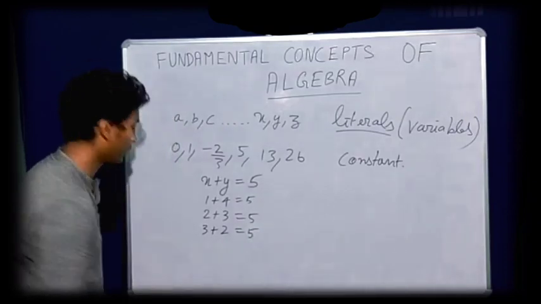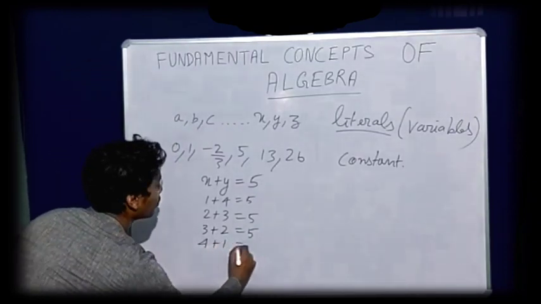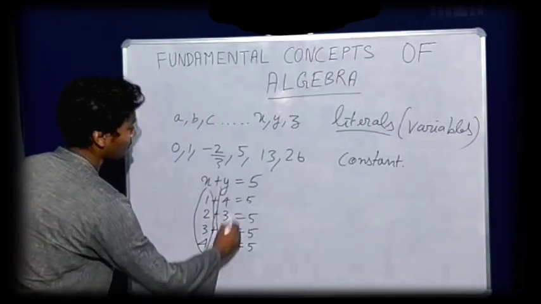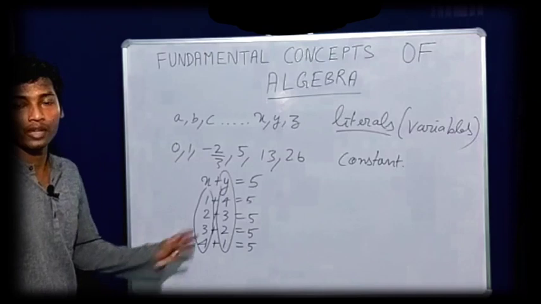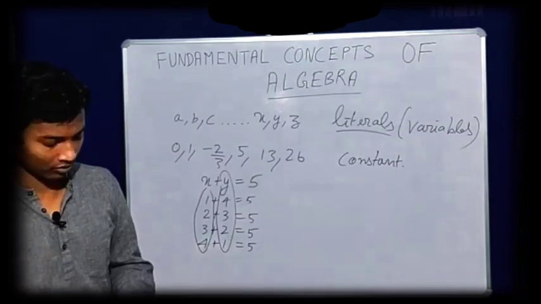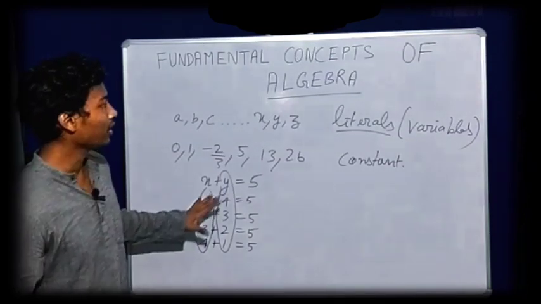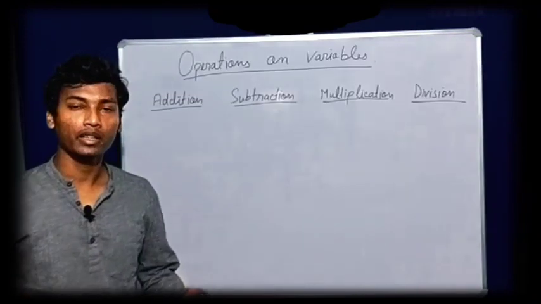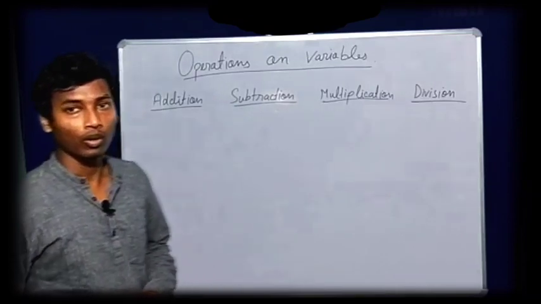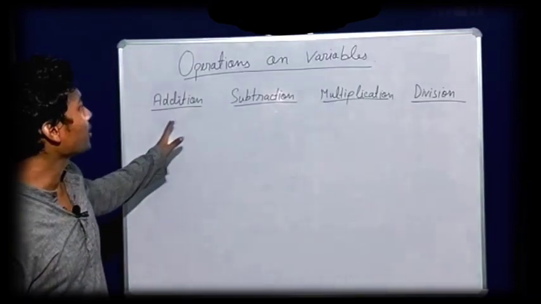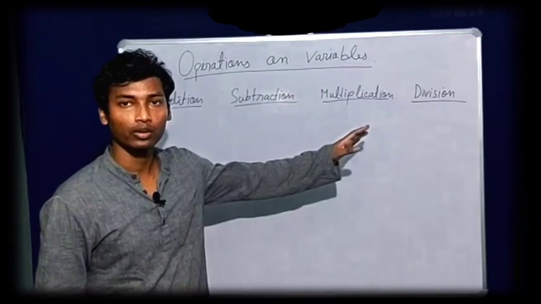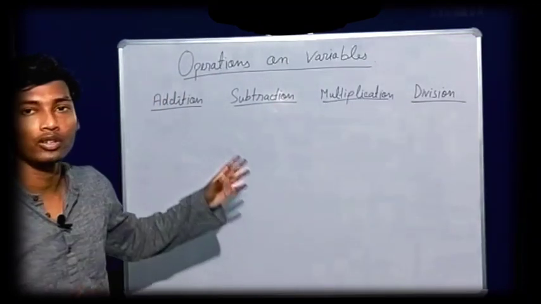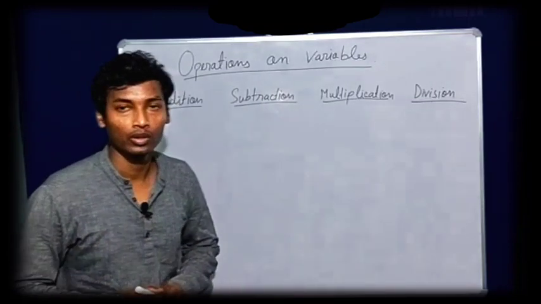Right? And if I take x to be 3, y will be 2. That will be equal to 5. If I take x to be 4, y will be 1. So there are so many possibilities for x and so many possibilities for y. So they are not fixed. It can be anything. So that is the reason why they are termed as variables. We can apply the basic operations of mathematics like addition, subtraction, multiplication, division on variables in the same way like we apply these operations when using numbers.